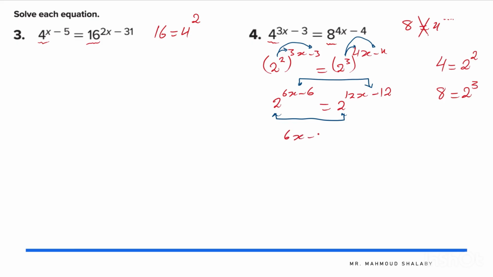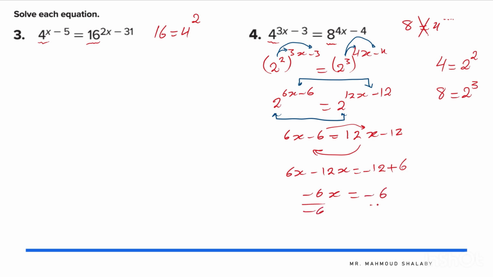So we have here 6x minus 6 equals 12x minus 12. Remember, we bring the x terms together, the numbers together, and solve. 6x, 12x will go to the other side, so negative 12x, equals, here we have negative 12, negative 6 will go to the other side, so positive 6. Now 6x minus 12x is negative 6x, negative 12 plus 6 is negative 6, divide by negative 6 on both sides, these will be cancelled, so x equals positive 1.